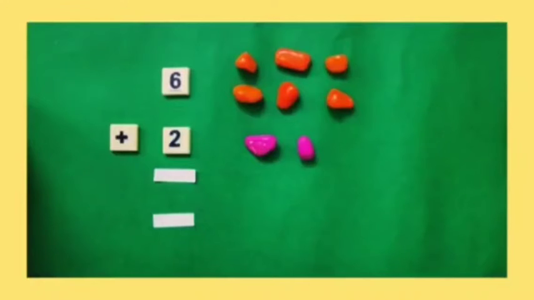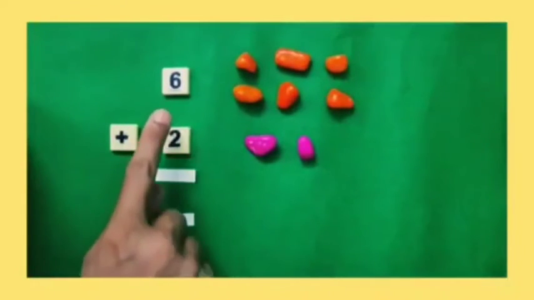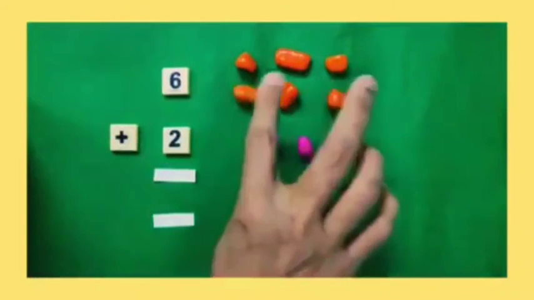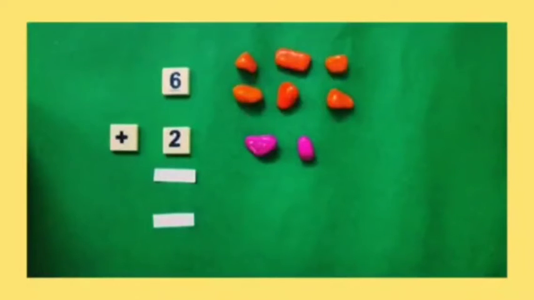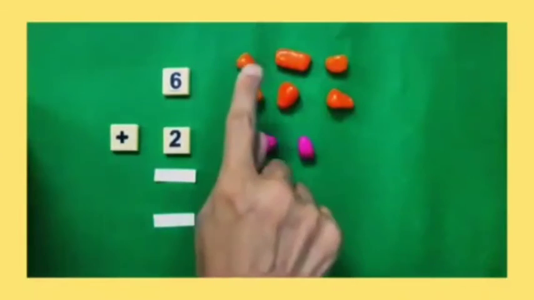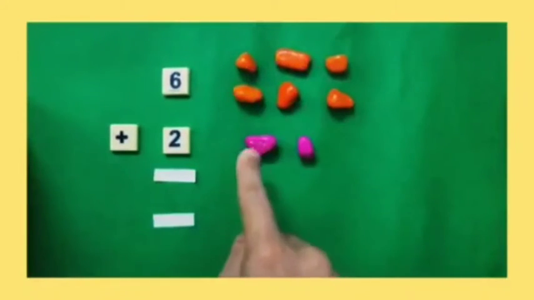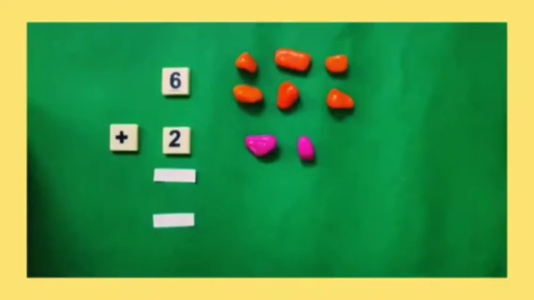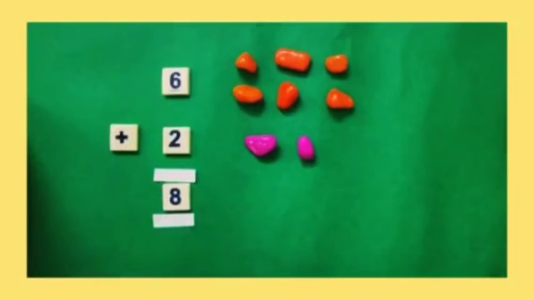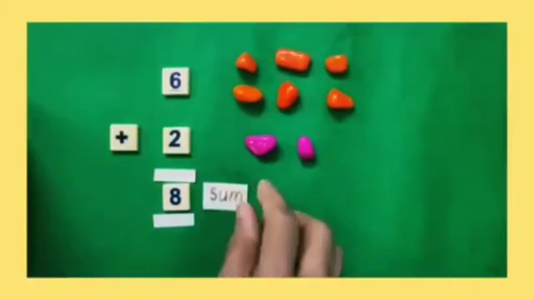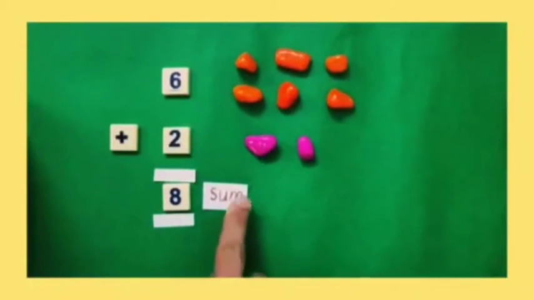Now see this, children. Here it is given 6 plus 2. There are 6 stones here and 2 stones here. So when you add, you have to count all together. Okay. So 1, 2, 3, 4, 5, 6, 7, 8. Total 8 stones are there. So children, when you add any numbers, the answer which you get is called the sum. Clear children? This is called sum.